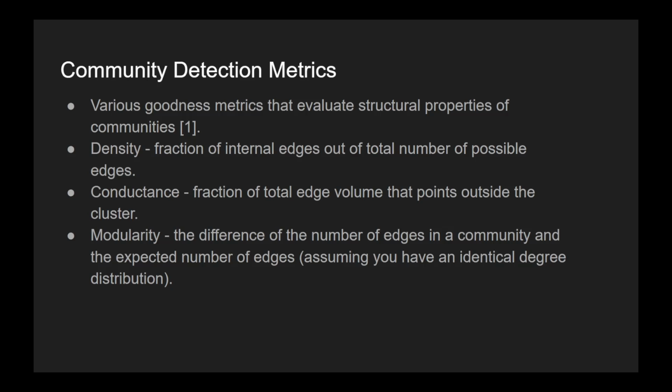And then finally, there's modularity, and that's really the focus of this video. And here, modularity is looking at the difference of the number of edges in a community and the expected number of edges. Now, the expected number of edges depends on what assumptions you're making, but in traditional modularity, the assumption is that you have an identical degree distribution. So given the current degree distribution of the network, does that community have more edges than expected? If so, that's good. If not, that's not so good.